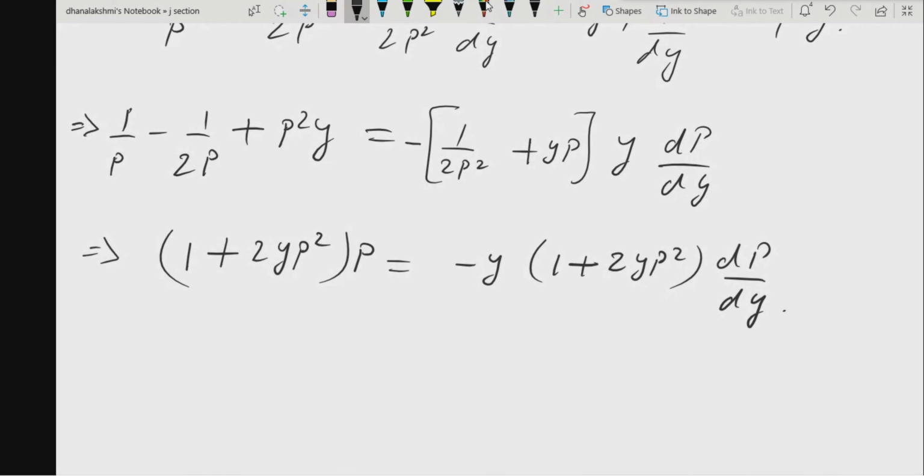Is it correct? Please let me know. Yes, ma'am. Okay, so this is correct. So P is again equal to 1 by Cy. P is equal to 1 by Cy, by Y, C by Y.